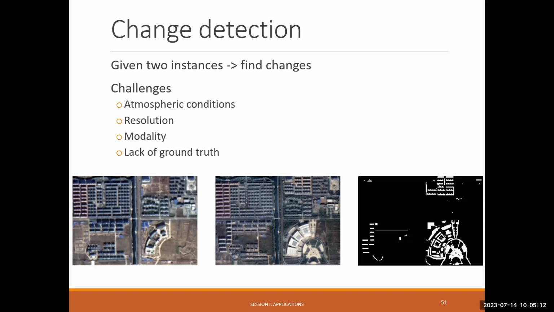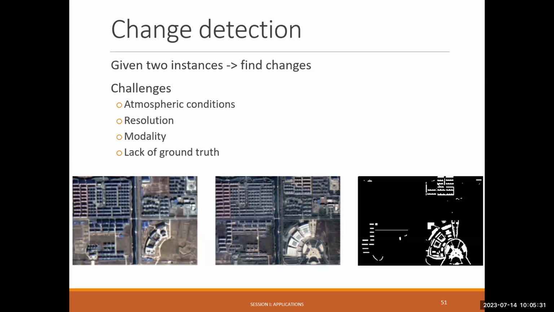Modality: what happens if my before image is from optical and my after image is from radar? Can I do something with this and still come up with a result? But I think the most striking challenge here is the lack of ground truth, right? If I have the before and after, how do I know for every pixel whether it changed or not?